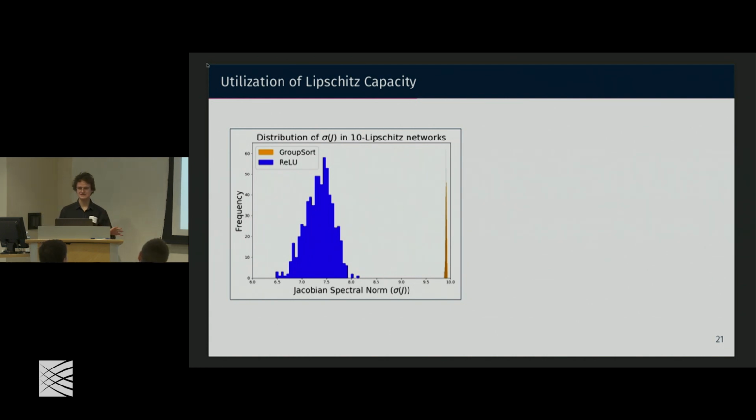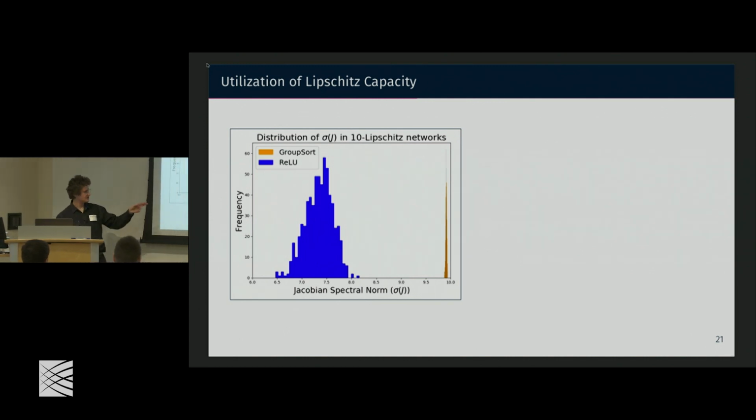In this case, we designed a 10-Lipschitz fully connected neural network and trained it to do MNIST classification. If we pick ReLU as our activation function, even though by construction the network has the capacity to represent 10-Lipschitz functions, we actually end up getting practically Lipschitz constants around 7 and 7.5 around the training data. So the ReLU networks aren't able to utilize the Lipschitz capacity they're given.